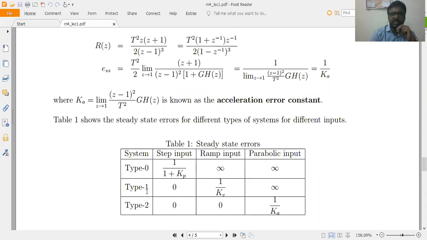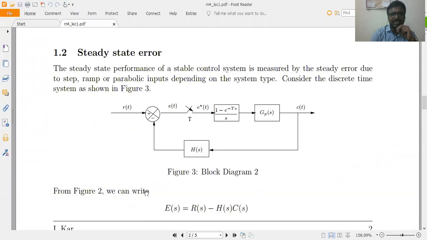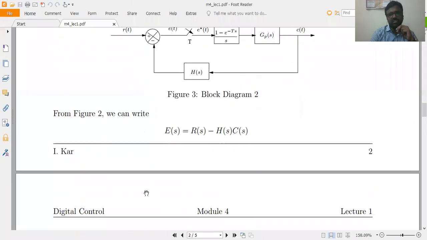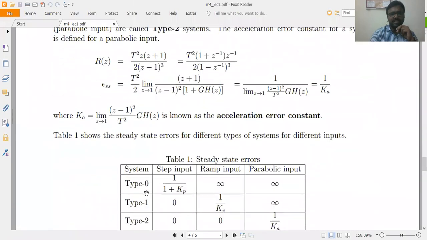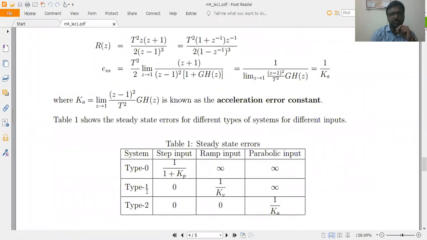Okay. So these are the topics regarding the steady state response and the specifications. Based upon these systems, we will discuss a problem. We will do a problem in the next class.